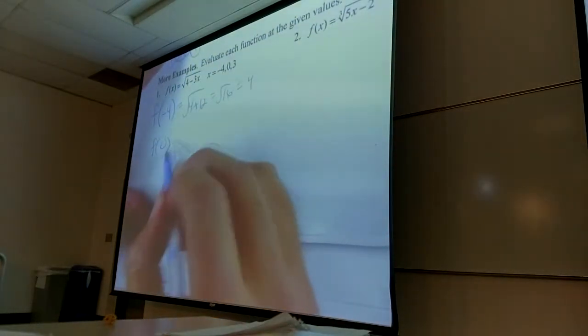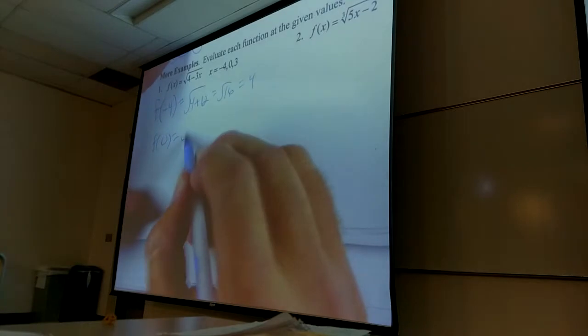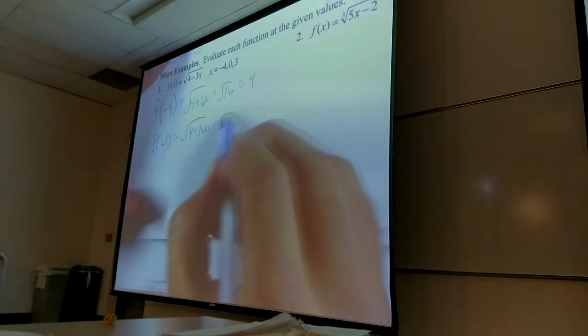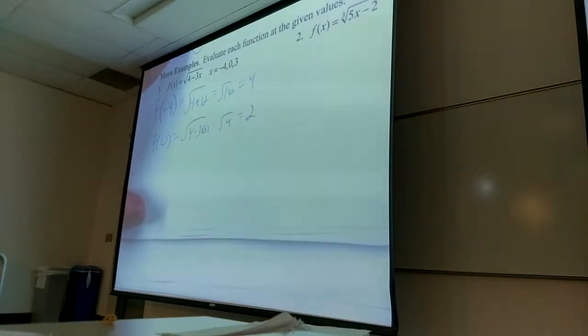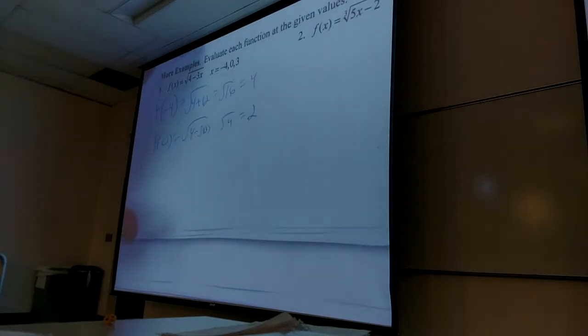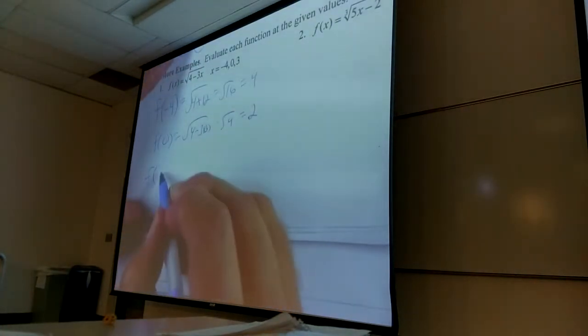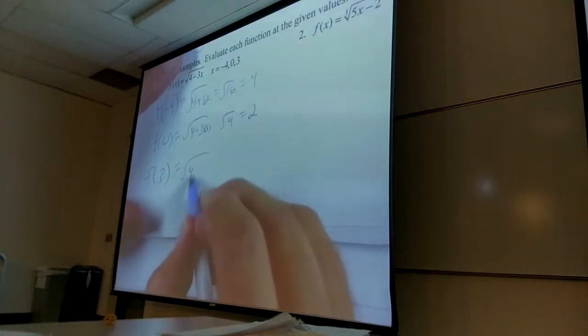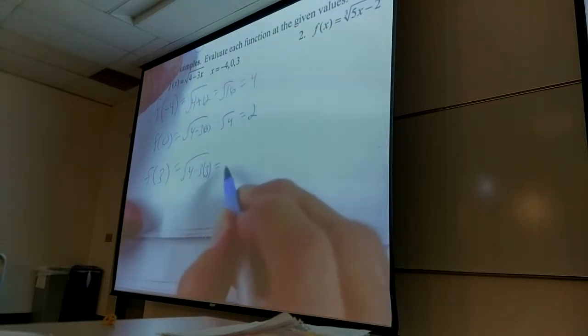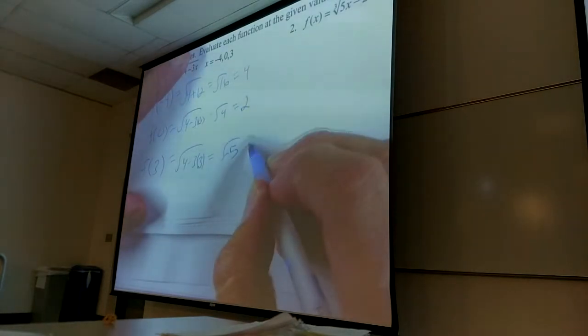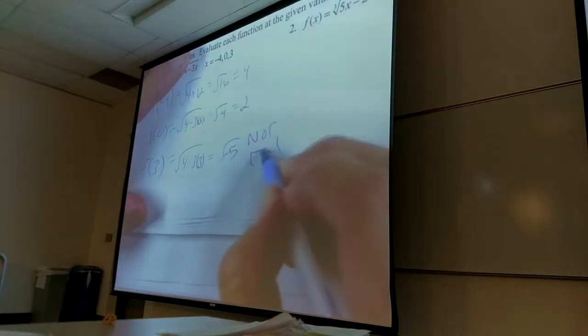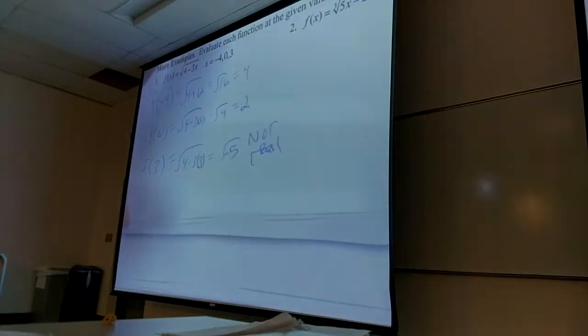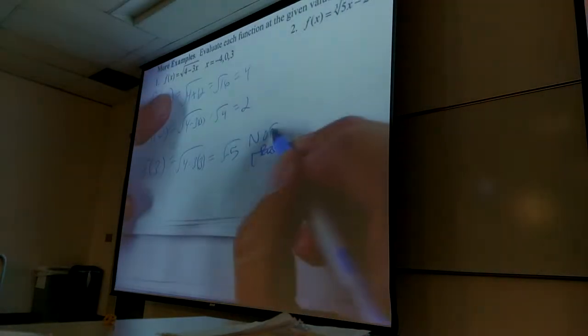What about f of 0? Square root of 4 minus 3 times 0, square root of 4, 2. And then f of 3, square root of 4 minus 3 times 3, square root of 4 minus 9 is square root of -5. What would you say? Not real. Would we get it wrong if we just left this as the square root of -5? Yes.